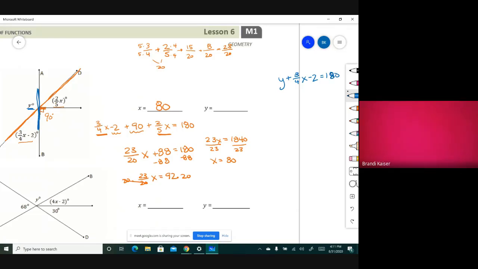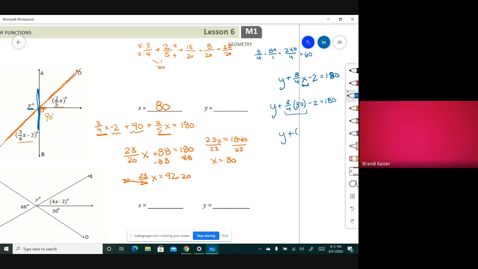Here's the deal. We've already solved for x, right? All I have to do is substitute 80 in there, and I should be able to solve for y. So y plus 3/4 times 80 minus 2 equals 180. Let's simplify those fractions. 3/4 times 80. Keep in mind 80 as a fraction is 80 over 1. You do not need common denominators when you multiply. You just multiply straight across. So 3 times 80 is 240, 4 times 1 is just 4, and 240 divided by 4 equals 60. So all this right here simplified and became 60.